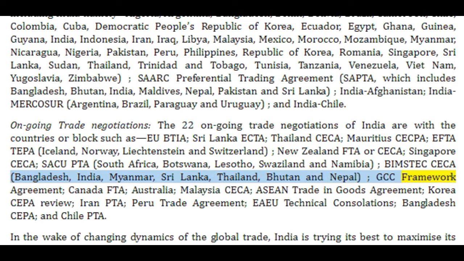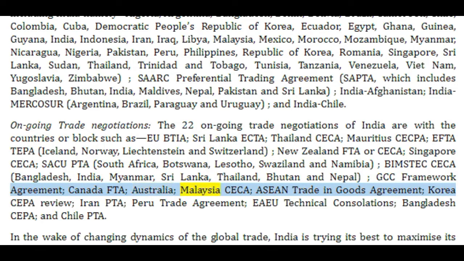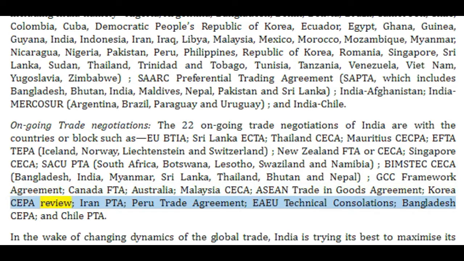Nepal), GCC Framework Agreement, Canada FTA, Australia, Malaysia CECA, ASEAN Trade in Goods Agreement, Korea CEPA Review, Iran PTA, Peru Trade Agreement, EU Technical Consultations, Bangladesh CEPA, and Chile PTA.